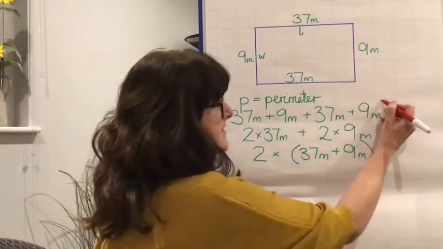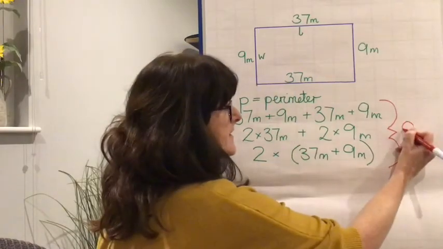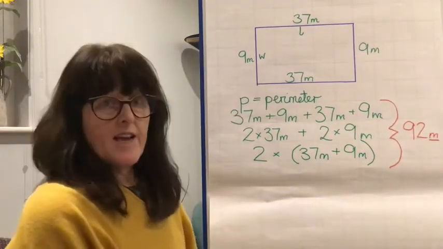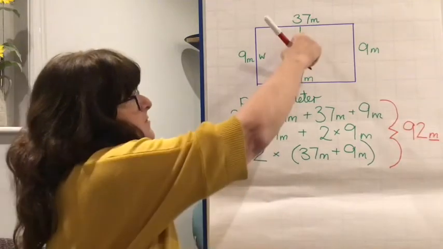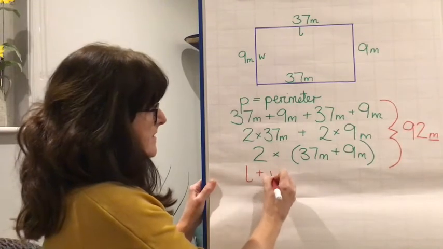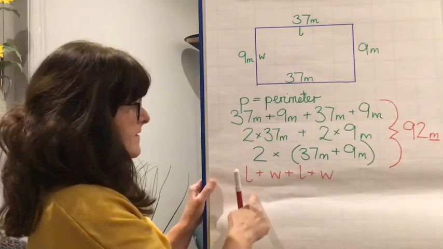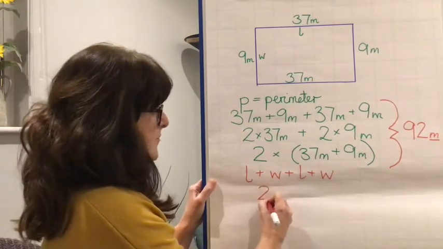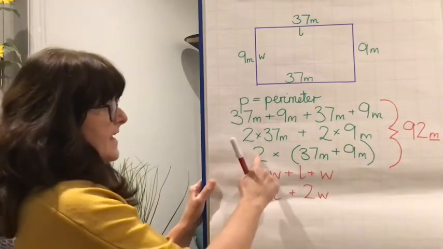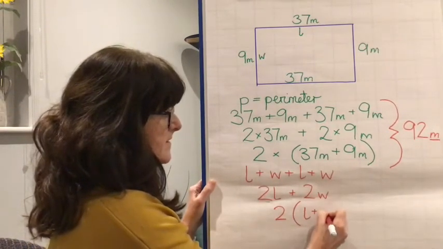Well, any of these calculations would tell you that the perimeter of this rectangle is 92 metres. If you had a go at the challenge, you can just substitute these measurements for the letter by them. So this would look like L plus W plus L plus W. This one would look like 2L plus 2W, and the bottom one would be 2 lots of L plus W.